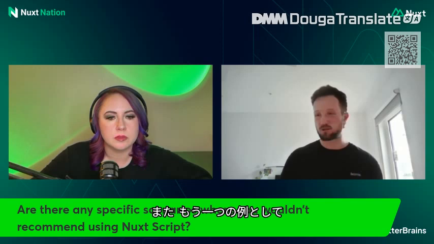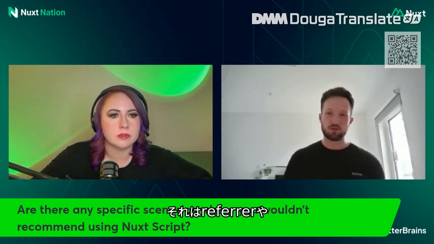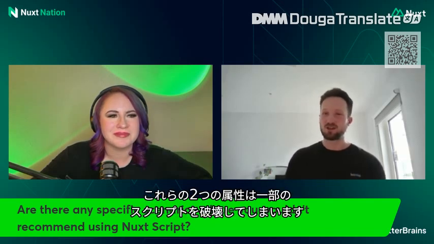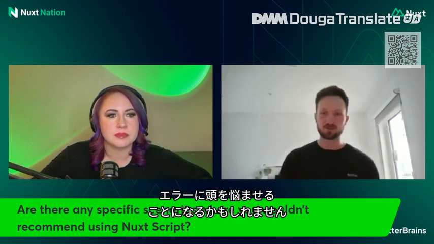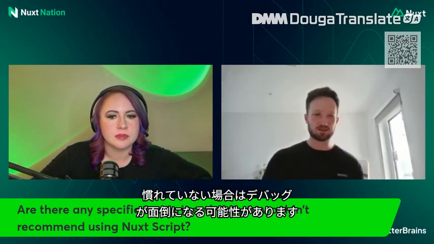For example, as well, we add in these privacy attributes, which is the referrer policy attribute, whatever it is, and cross-origin. These two attributes break some scripts. So you might run into a headache of, why is there a cross-origin error? And yeah, that's because we are implementing better default privacy settings, which can be annoying to debug if you're not familiar with it.